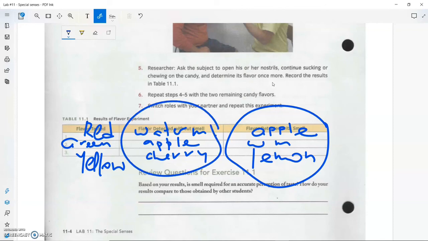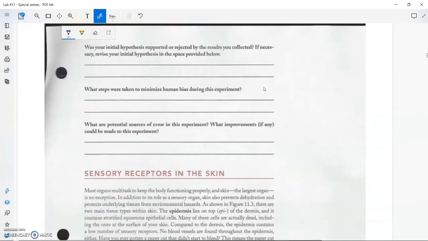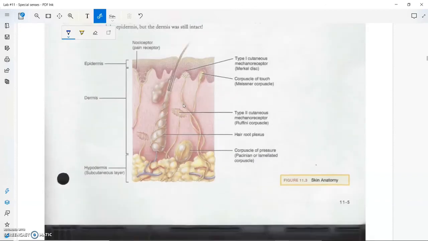So based on our results, is smell required for an accurate perception of taste? Yes, of course. If your initial hypothesis was that smell is essential for taste, then yes, it was supported. To limit human bias, we took the step of blindfolding participants during the experiment. A potential source of error is that the measurement is not quantitative but qualitative, and people have different taste perception and different sensitivity to smell.